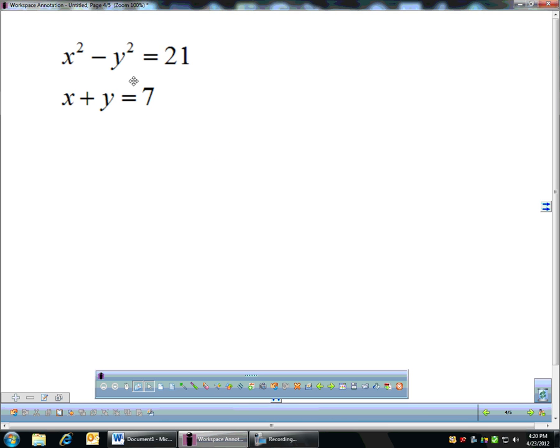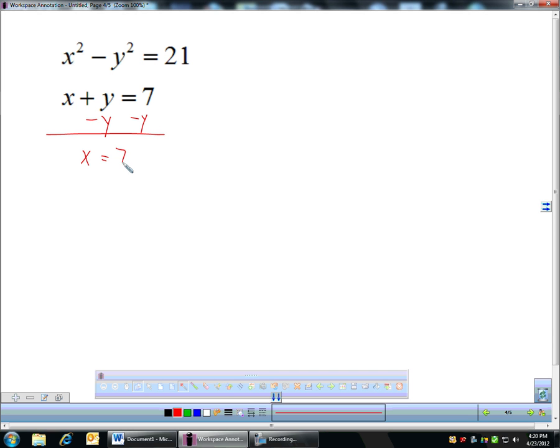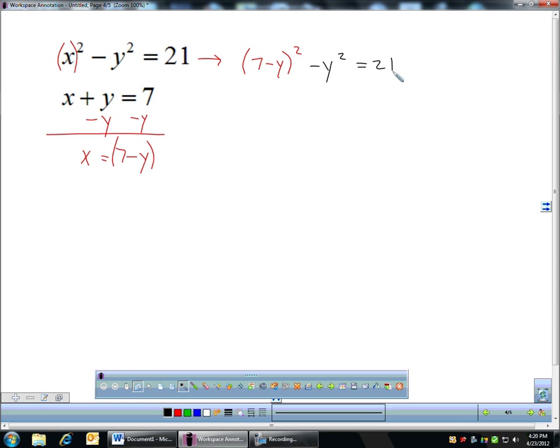This one, I'm going to go substitution. It really doesn't matter which one you do. On this bottom equation, I'm going to move the y over. That'll give me x is equal to 7 minus y. And now that I know what x is equal to, I can take 7 minus y and plug it into this equation up here. 7 minus y, all squared. And then the rest of the equation is minus y squared equals 21.